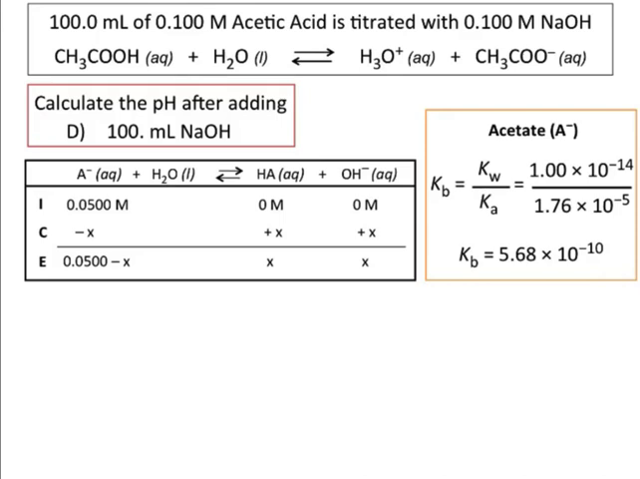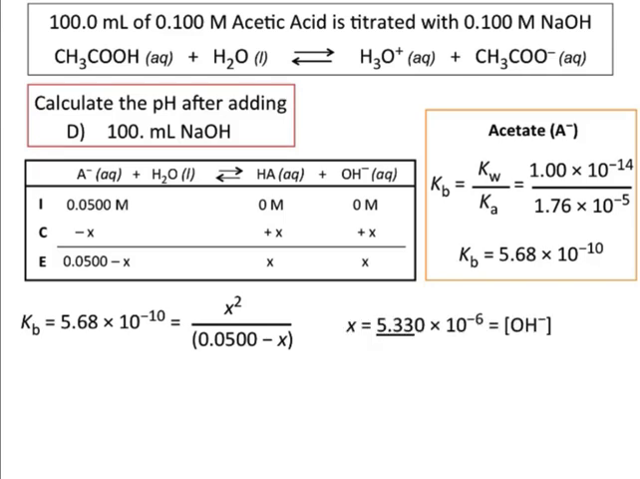So we need to use Kb for base. All right, so you take Kw over Ka. It gives you Kb. We've done this before. So now you have Kb. It's equal to x squared divided by the equilibrium line on the left. You can neglect x here, and it gives you this value.